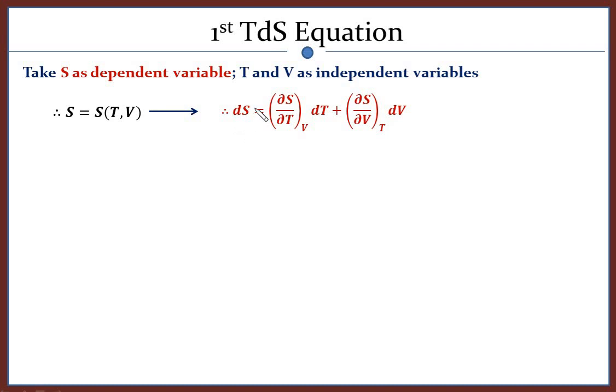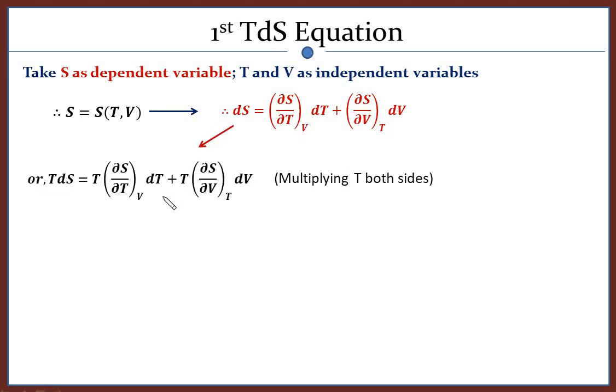Change in S is given by the rate of change in S with respect to temperature into change in temperature plus the rate of change in entropy with respect to volume into change in volume. Basically, this equation tells us if temperature changes by dT and if volume changes by an amount dV, then the change in entropy will be dS and it can be calculated by this relation.